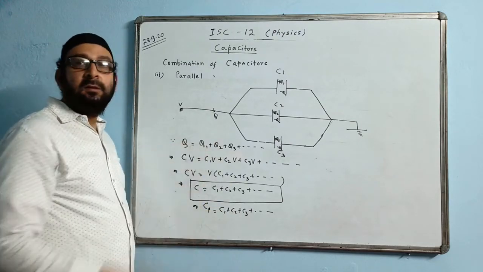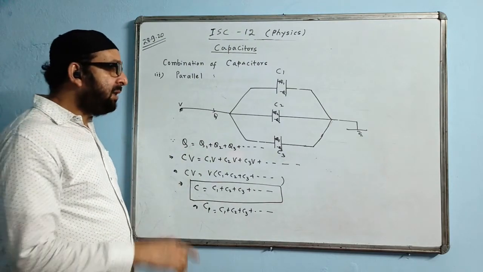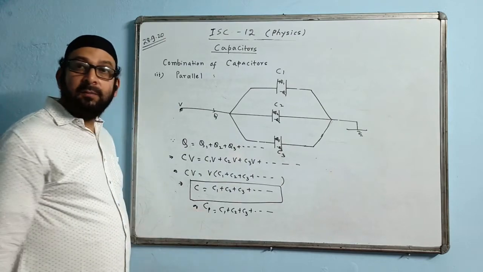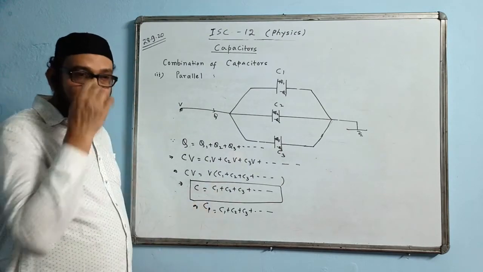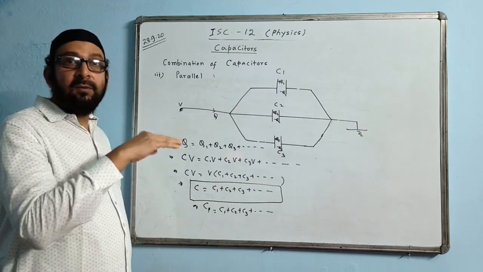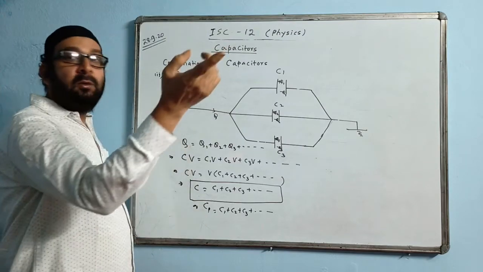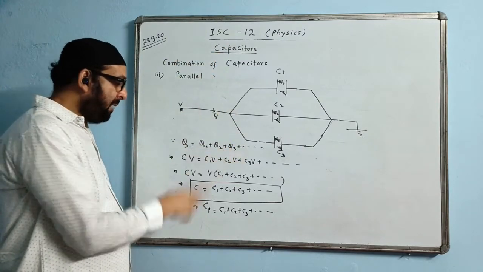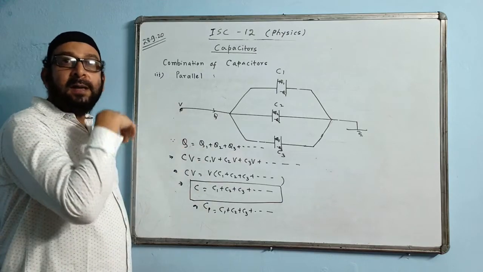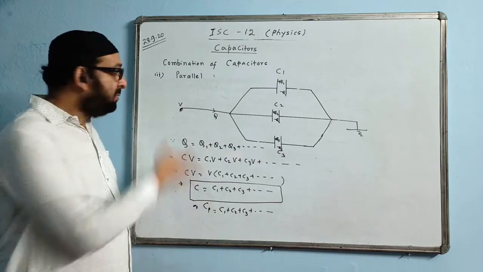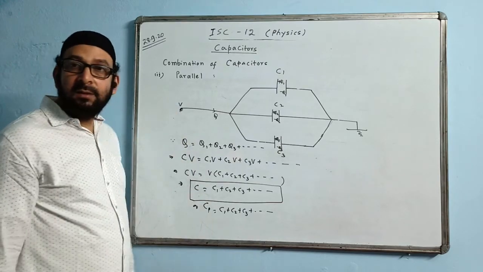It is just the reverse of resistance. For resistance, the parallel formula we have is 1 by Rp equal to 1 by R1 plus 1 by R2 plus 1 by R3, and the series formula was R equal to R1 plus R2 plus R3. The series formula of resistance is the parallel formula here in capacitance, and the parallel formula of resistance is the series formula here, just the opposite. So these two derivations you have in the syllabus.